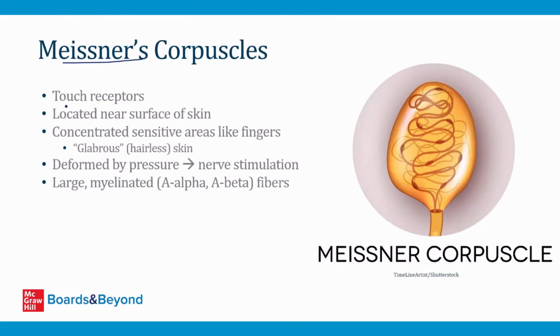Meissner's corpuscles are touch receptors. They're located near the surface of the skin. They're concentrated in surface skin tissue, like the tissue that covers our fingers. The skin that covers our fingers is called glabrous or hairless skin, and it's a specialized region of skin that has a high concentration of Meissner's corpuscles, so we can sense fine touch. The way these receptors work is they're deformed by pressure, and this leads to nerve stimulation and signals that go back to the brain. And as we talked about a few slides ago, it's those large myelinated fibers, like the A alpha and the A beta, that send touch signals back to the brain.